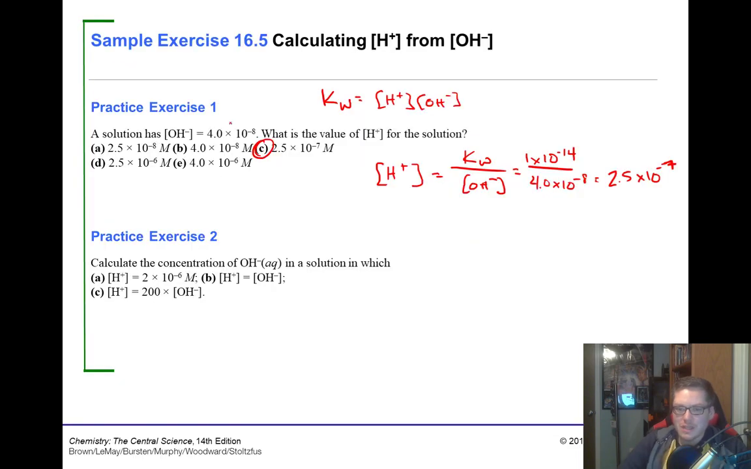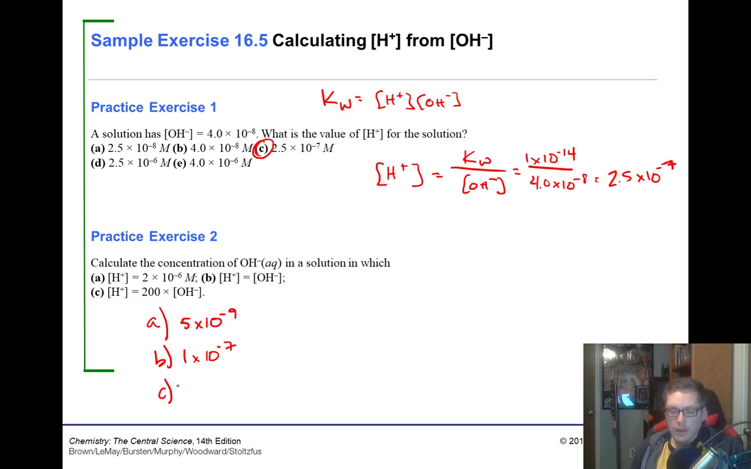It says calculate the concentration of hydroxide in a solution in which, and we've got 3 different things here. Again, we're just practicing, and this is exactly what we've been doing. For A, we just take 1 e to the minus 14th divided by the concentration of hydrogen, 2 e to the minus 6th. I got 5 times 10 to the minus 9th. For B, if they're equal to each other, the only way that happens is if you take the square root of 1 times 10 to the minus 14th.